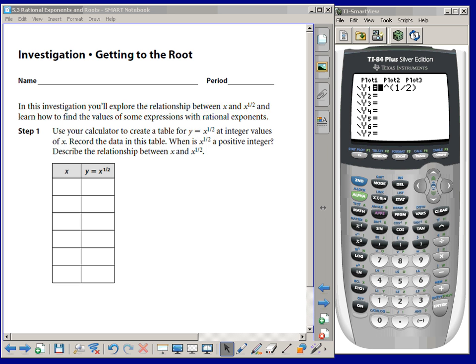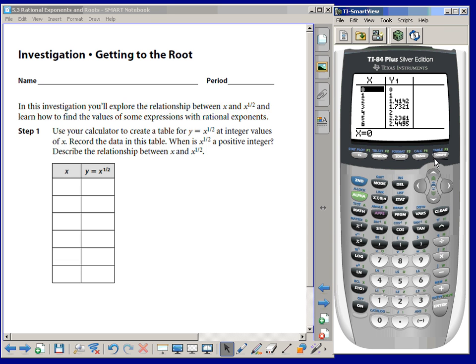Step 1, use your calculator to create a table for y equals x to the 1/2 at integer values of x. Record the data in this table. So on the right side here you can see that I already have the equation in my calculator. I'm going to go to the table, second table, to take a look at what we see.